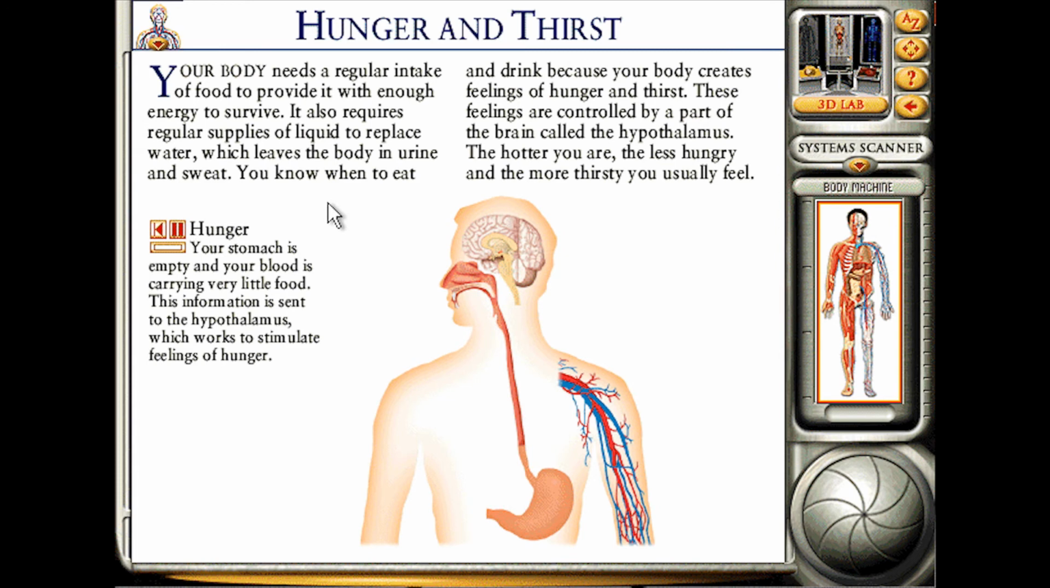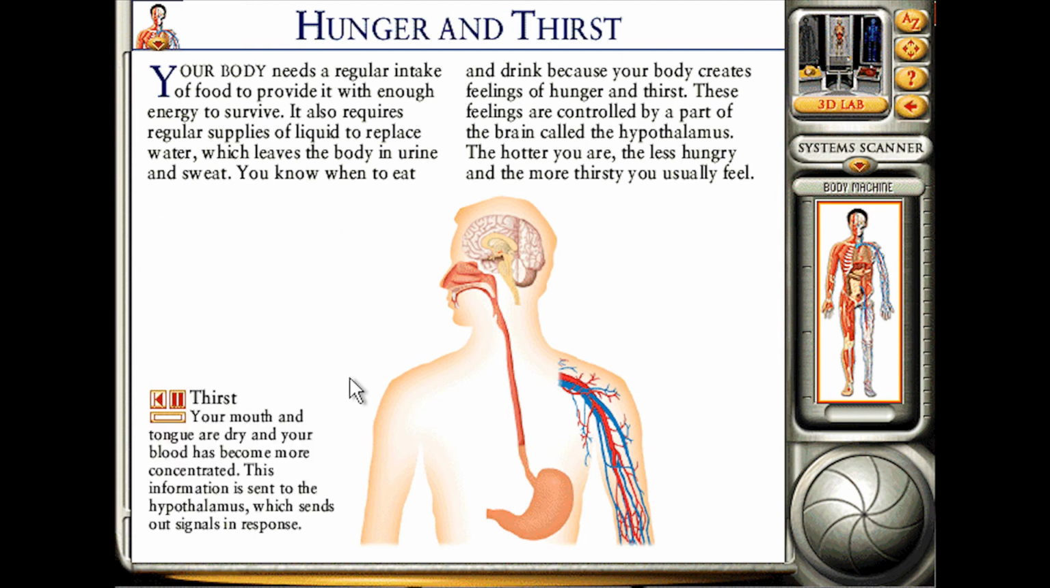When you have not eaten for several hours, your stomach becomes empty and unstretched, and there is very little food being carried in your blood. This information is sent to the part of the brain called the hypothalamus, which controls appetite. The hypothalamus sends out messages that make you feel hungry. Seeing or smelling food adds to this feeling. When you eat, the hypothalamus stops the messages, and your hunger disappears.